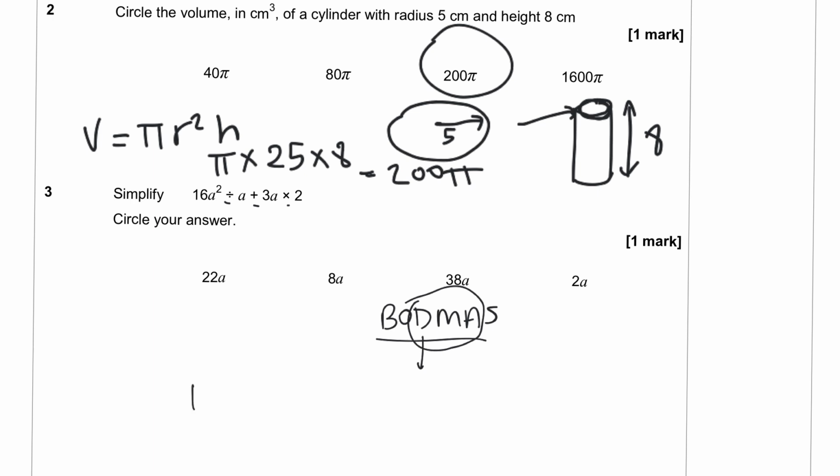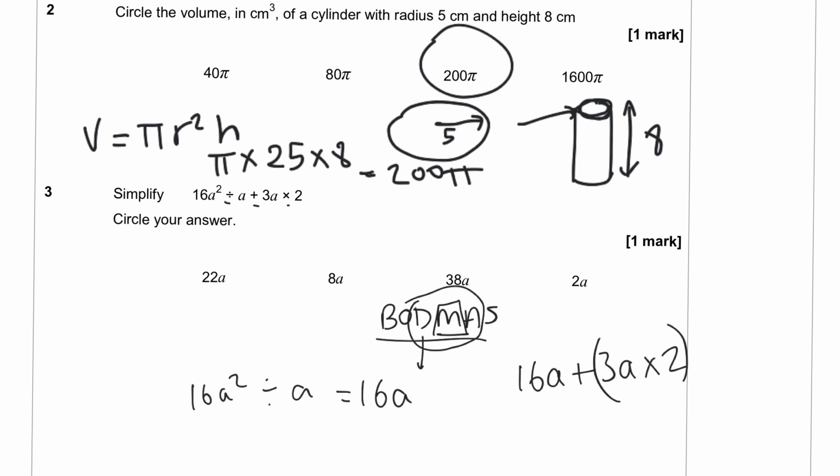So we're going to do 16a squared divided by a. When we do that, we would be left with just 16a, right? Then after divide is multiply. So what we need to do is 16a plus the 3a times the 2. Because multiply comes first, we are going to multiply the 3a times the 2 first. So that's going to leave us with 16a plus 6a. Add them together is 22a. So please, guys, always refer back to BIDMAS or BODMAS. It depends how you learn it for these questions.